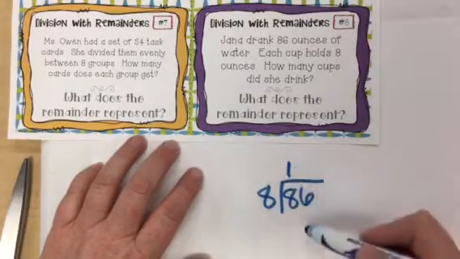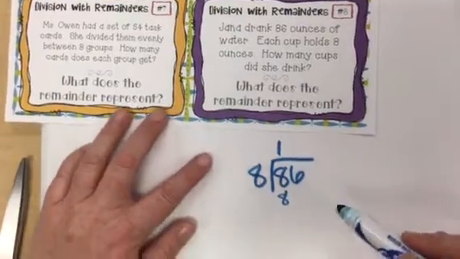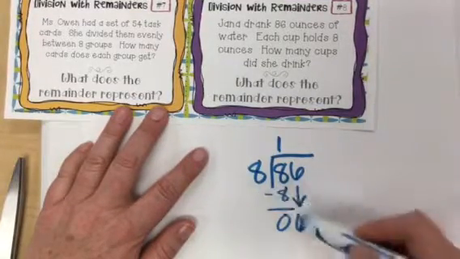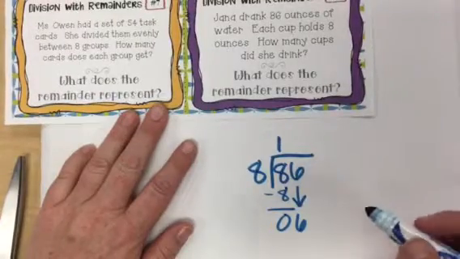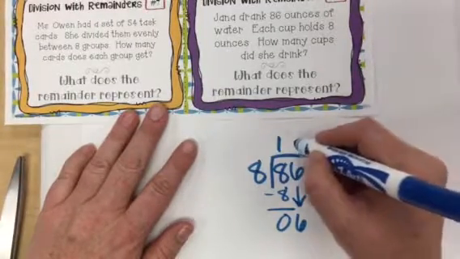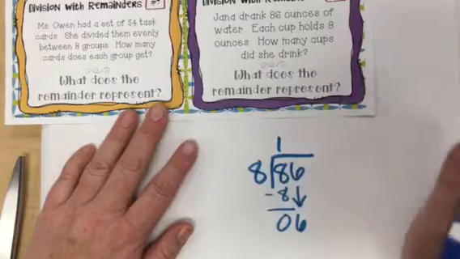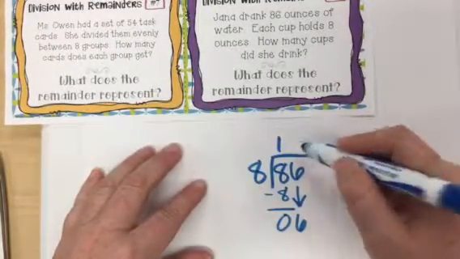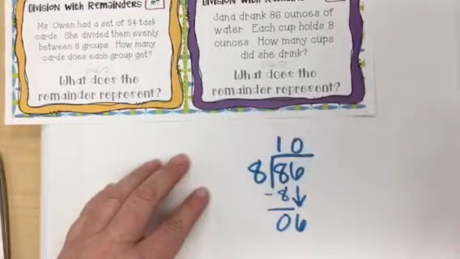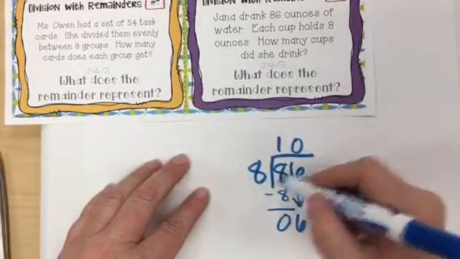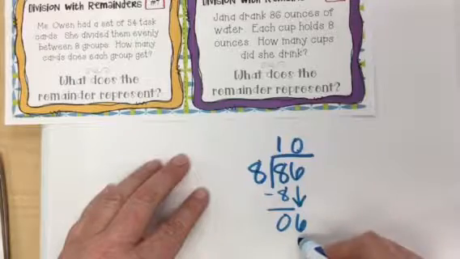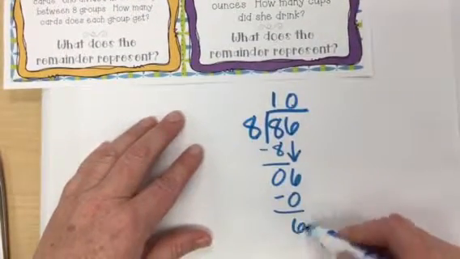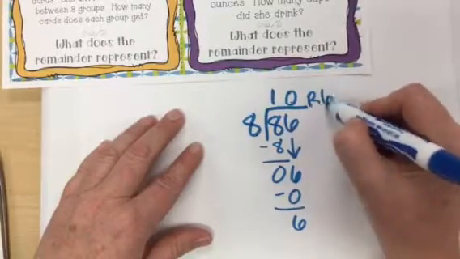8 can go into 8 one time. 8 times 1 is 8. Minus is 0. Bring down the 6. 8 can't go into 6. So she drank, oh wait, sorry, I almost skipped a step. So 8 can't go into 6. So then it can go in 0 times. Okay? So I put a 0 up top. 8 times 0 is 0. 6 minus 0 is 6. So we have a remainder of 6.